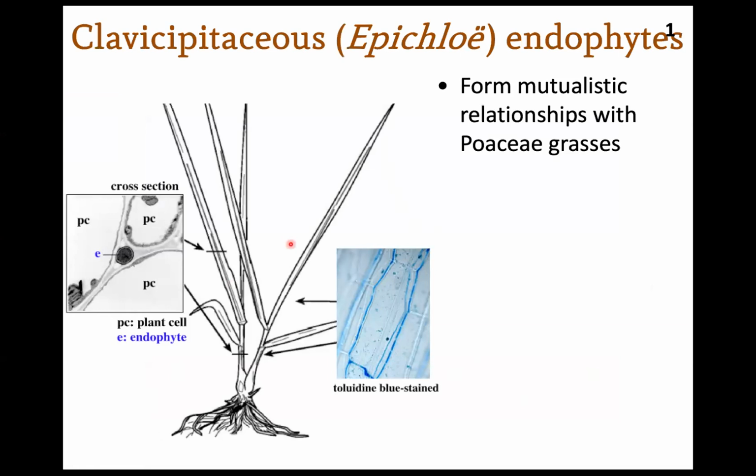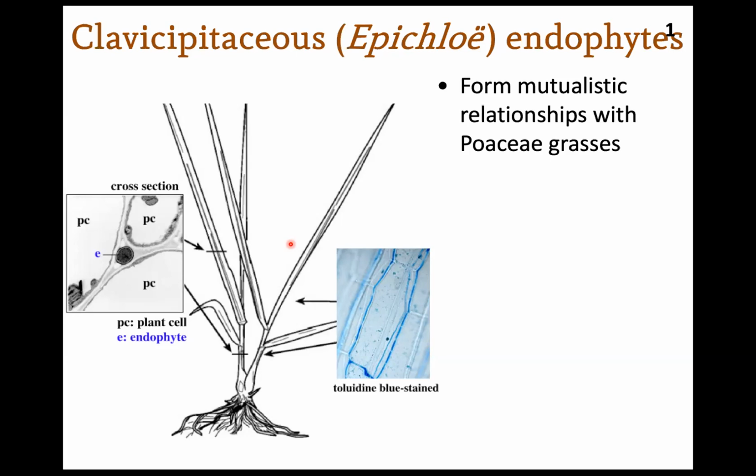Okay, so let's get started. I'm looking at the class 1 endophytes, and these are otherwise known as the clavicipitaceous endophytes or the epichloe endophytes. Now, epichloe is a genus, and there are many species of epichloe endophytes. But class 1 endophytes don't only consist of epichloe. There's a variety of other genera that are also included in the class 1 endophytes. But epichloe is the most well-known and well-characterized, and so that's what I'm going to mostly focus on in these lectures.